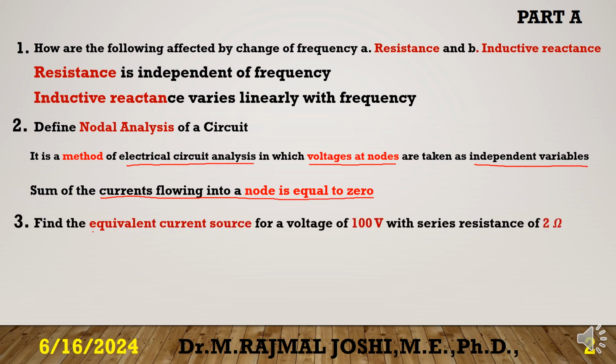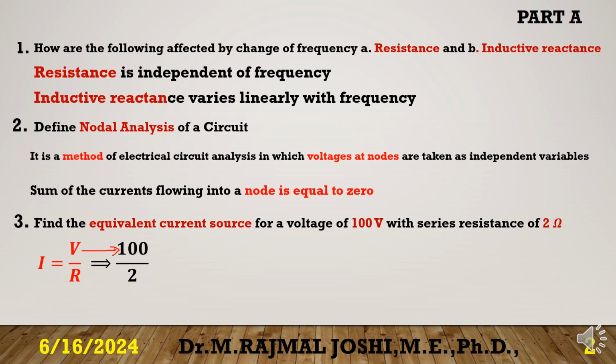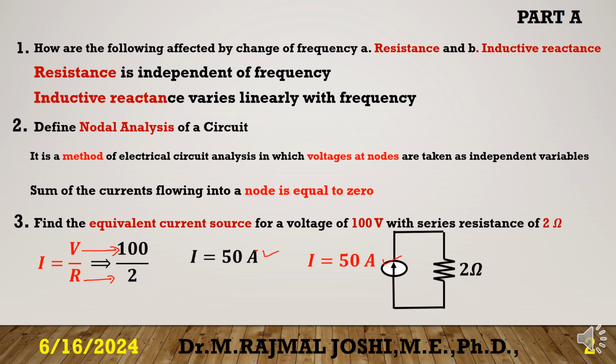Find the equivalent current source for the voltage of 100 volt and resistance of 2 ohm. For the equivalent current source, we need to place the current source and the resistance R in parallel. We have to find the current from the given data. Voltage is given as 100 volt and resistance is given as 2 ohm. So I is equal to V by R. V is 100, R is 2, so we will get the current as 50 ampere. Now we can draw the equivalent current source with the data obtained. So a 50 ampere current source is placed and the element R is placed in parallel.